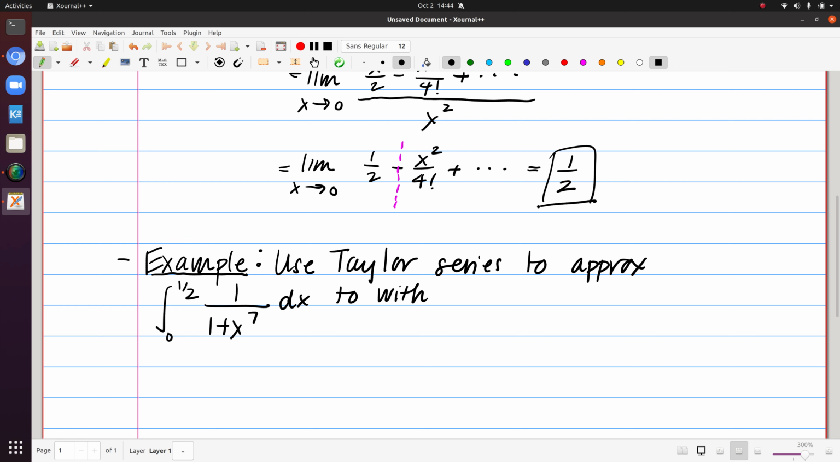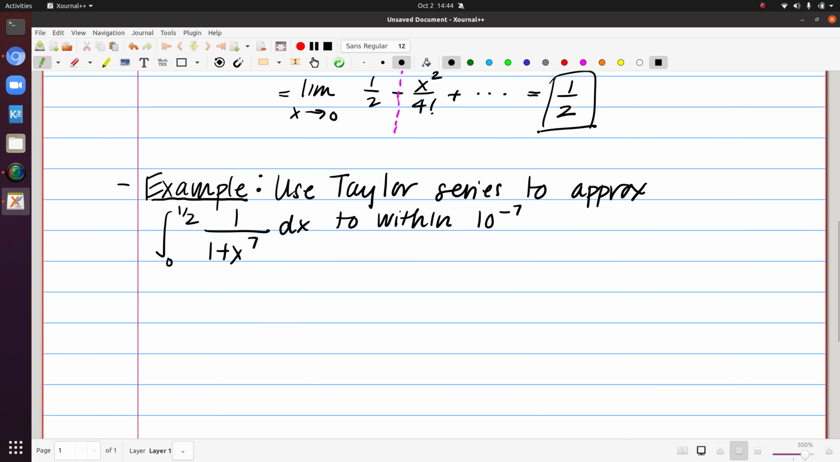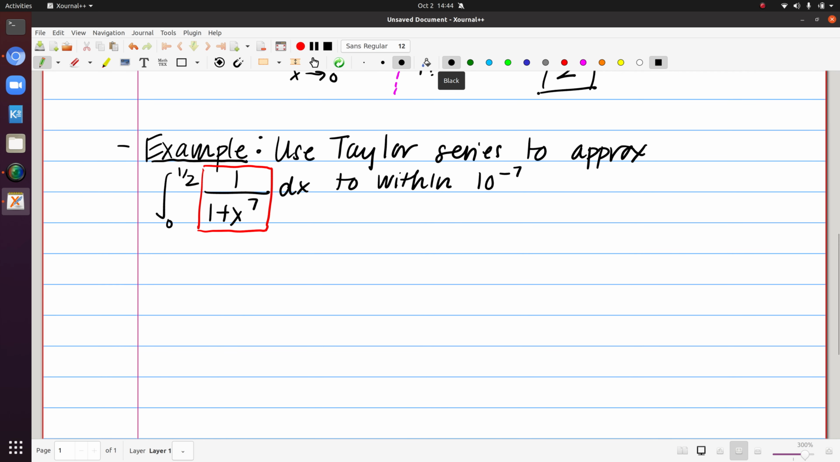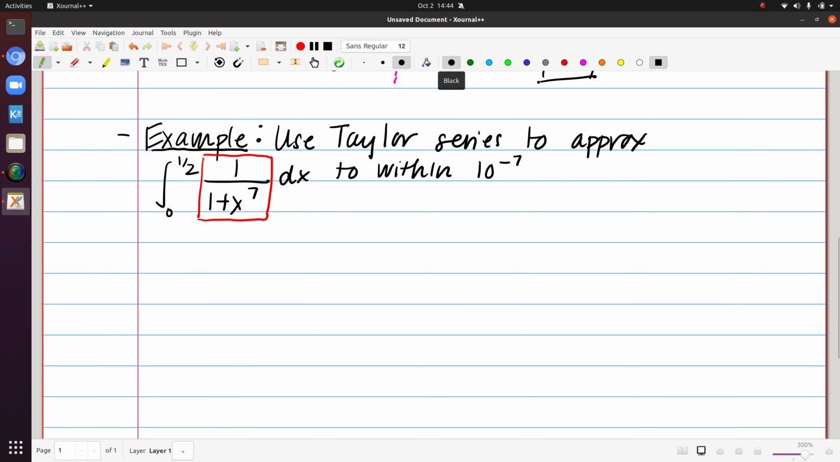within 10 raised to the negative 7th. So, like I said, the key thing here is that this is an integrand that we do not know how to come up with an antiderivative for. So using FTC directly with that is not something that's feasible. But this is prompting us to use Taylor series.